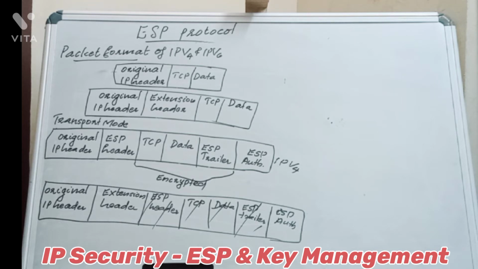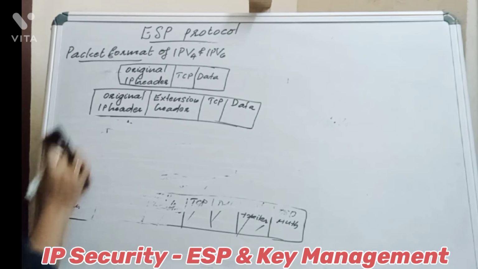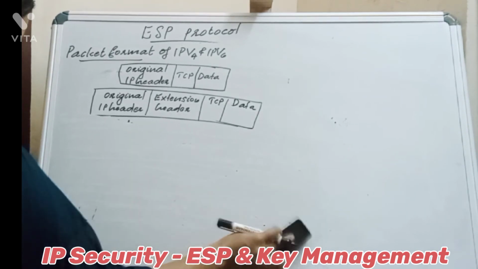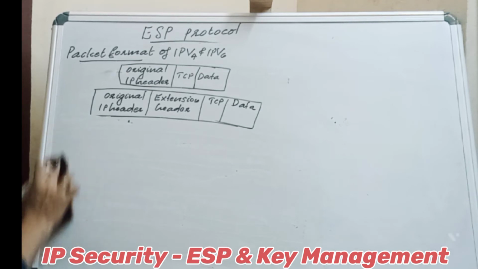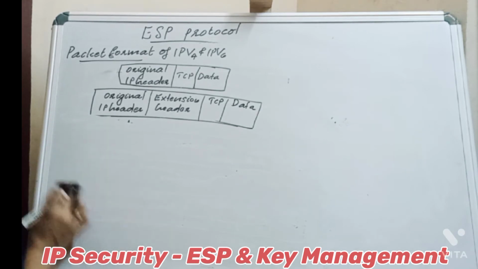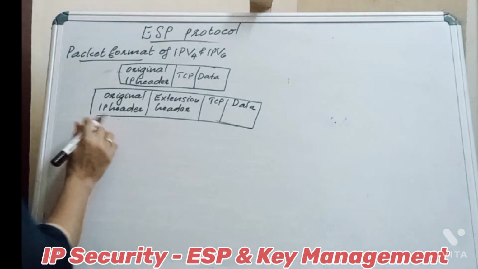Next, we'll see tunnel mode. In the case of tunnel mode, the complete packet will be taken as the inner packet, then a new IP header is added, then sent.